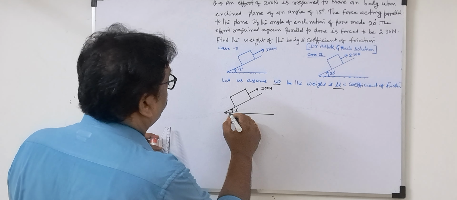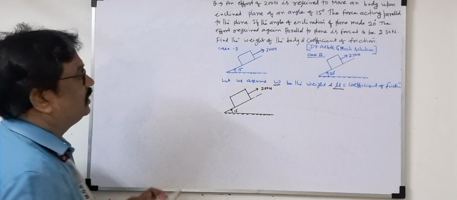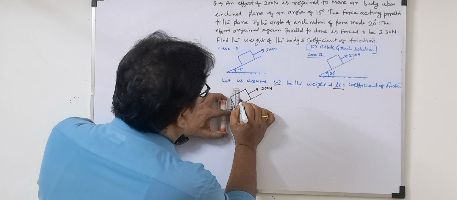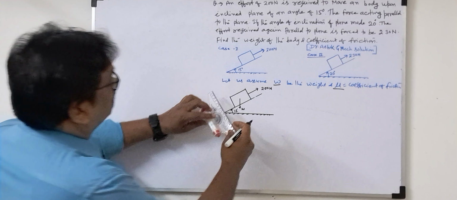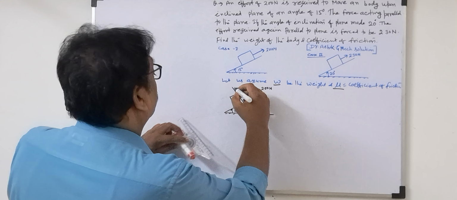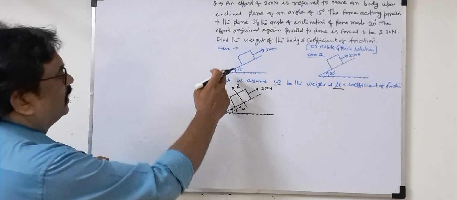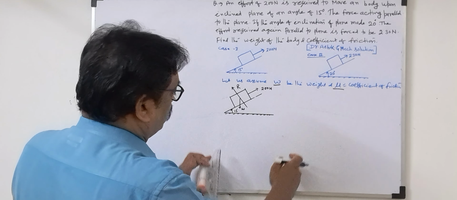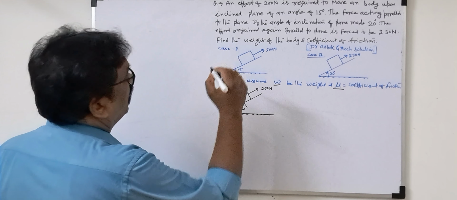Now, free body diagram means we have to show everything that exists. Weight always acts vertically downward. This is the center, and the weight acts vertically downward. This will be W. But the normal reaction is perpendicular to the plane. So this is the normal reaction, and we take it as R. Suppose we take R1 and R2 for case 1 and case 2, or you keep it as R. Once we draw for case 1, then case 2, then we'll combine together. So let us assume R only.